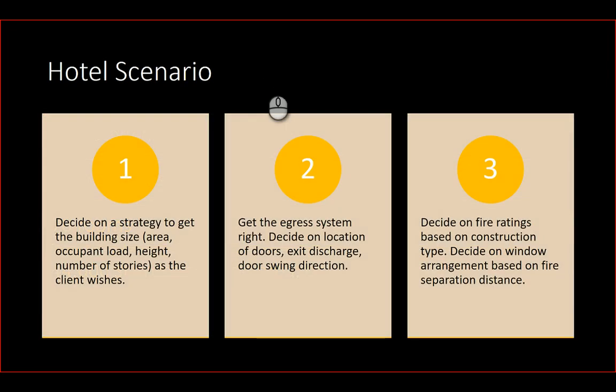The decisions that we're going to have to deal with include, first, deciding on a strategy to get the building size, area, occupant load, height, number of stories, as the client wishes. Second, we need to get the egress system right. We need to decide on location of doors, exit discharge, door swing direction, and so on for the particular room layout that we come up with. Then the third step is to decide on fire ratings based on construction type and decide on window arrangement based on fire separation distance. At each step, one can produce visualizations and drawings to illustrate the decisions driven by code.